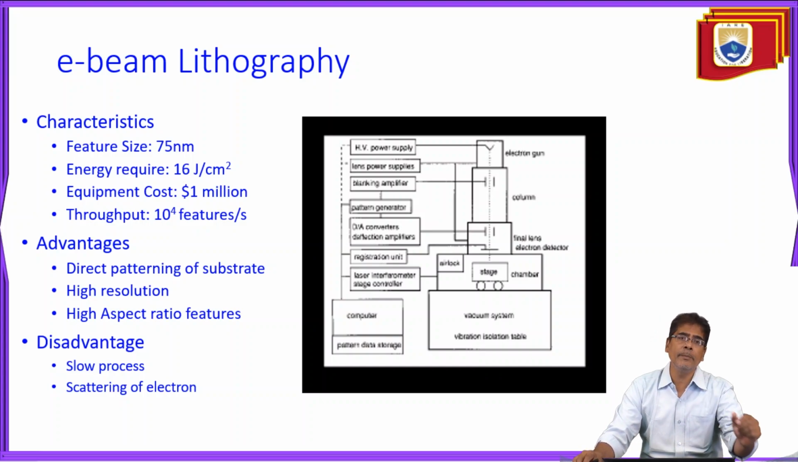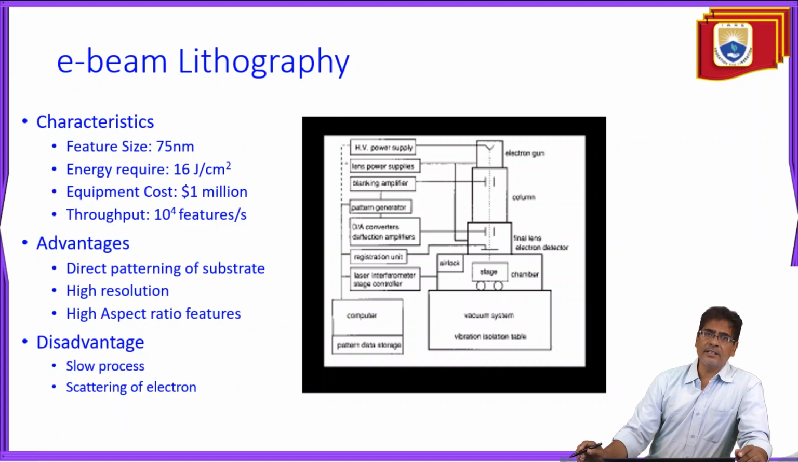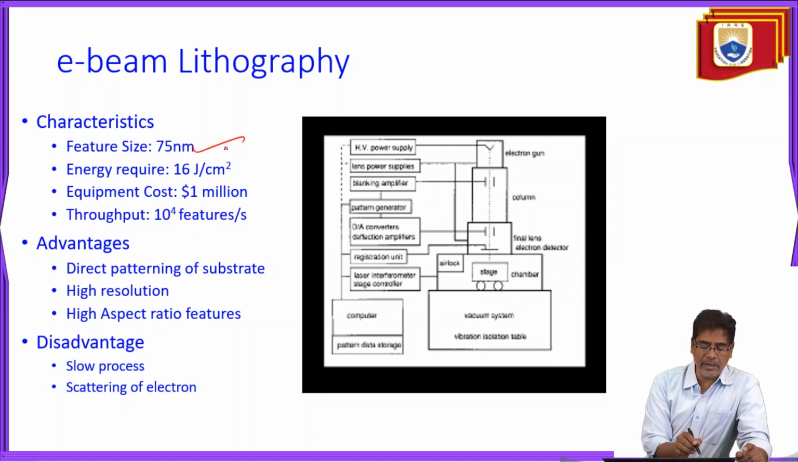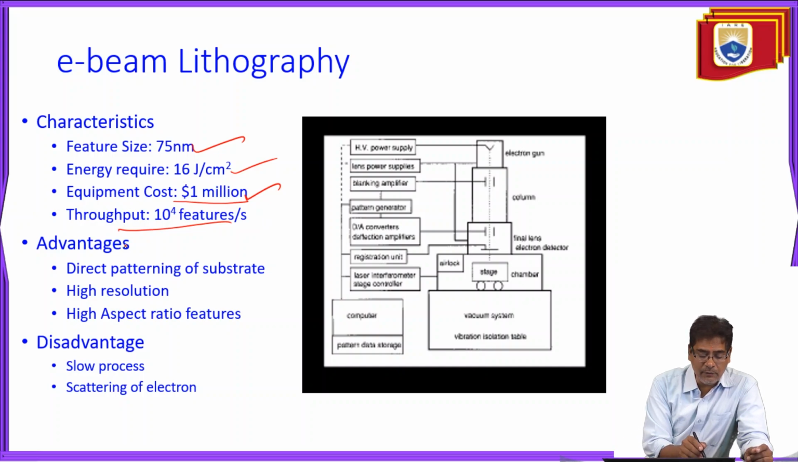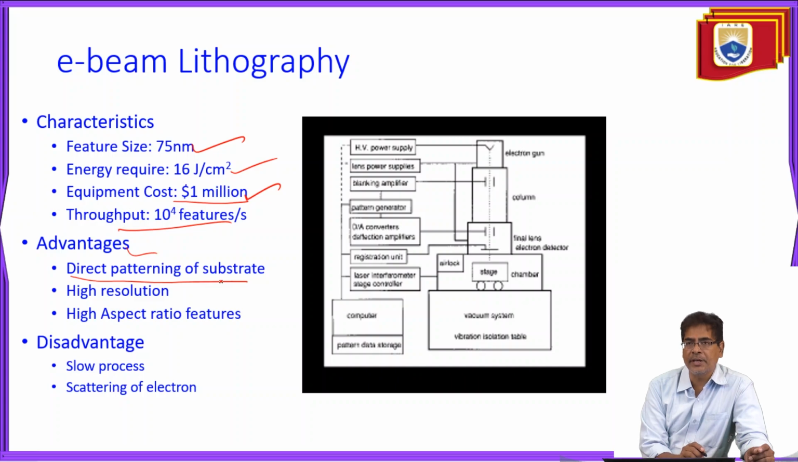When we come to E-beam lithography, the characteristic size is around 75 nanometers, energy required is 16 joules per centimeter square, equipment cost is $1 million, and throughput is 10^4 features per second. The advantage of using E-beam lithography is direct patterning of the substrate. With direct patterning, we can write whatever pattern we want.